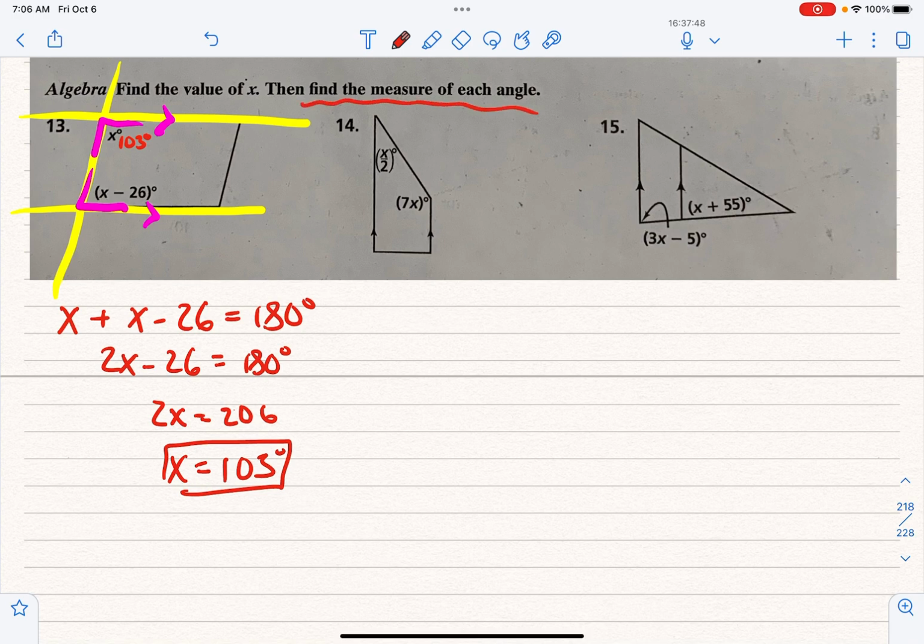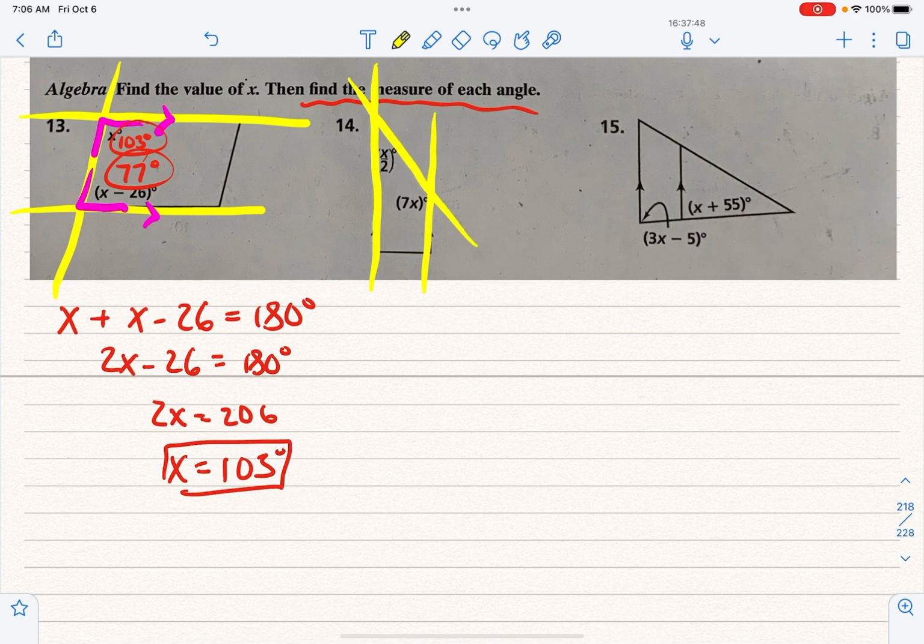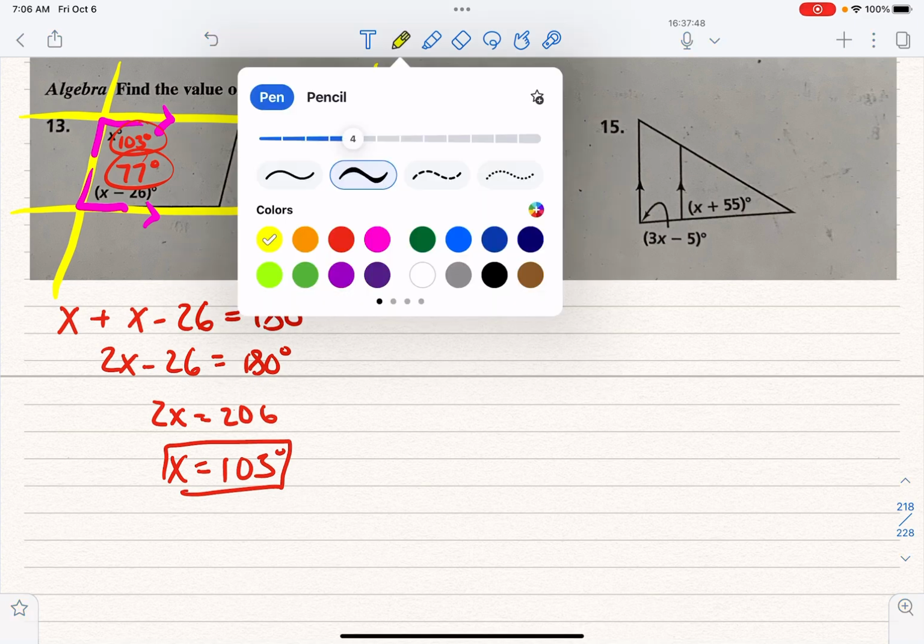And then this one is going to be 103 minus 26, which is 77. And doesn't it make sense? Those two are supplementary. Same thing again is right here. We've got a line parallel to another line cut by a transversal. So those are same side interior angles once again. And so what we have to do is figure it out.